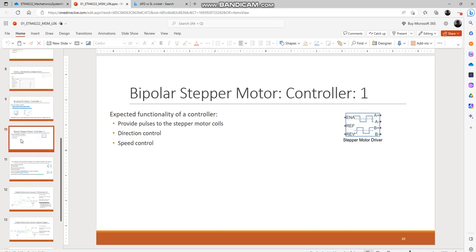Let's move on to steppers. So now with stepper motors, what we really have is something called a stepper motor driver, and we will also need a signal source in order to signal to the driver. And the driver will provide electrical pulses to the stepper motor windings.